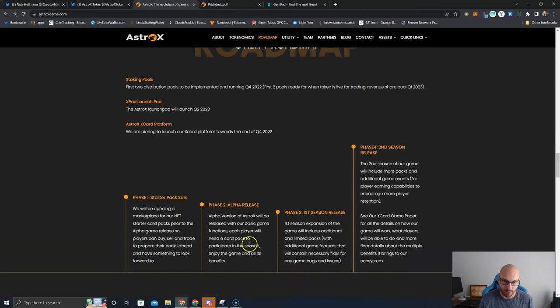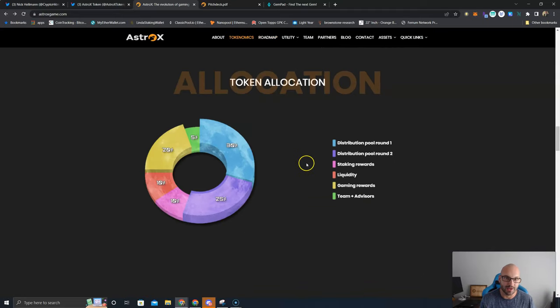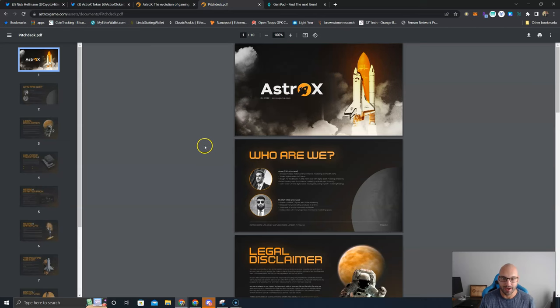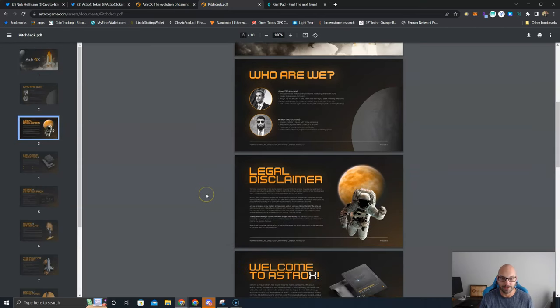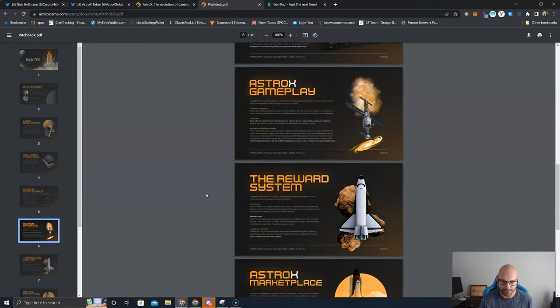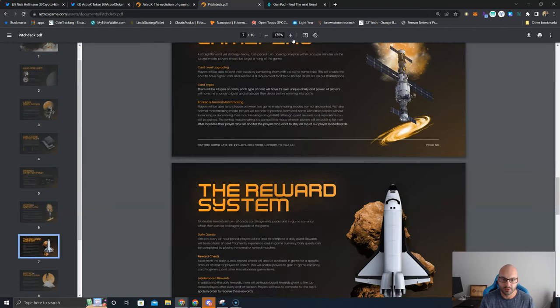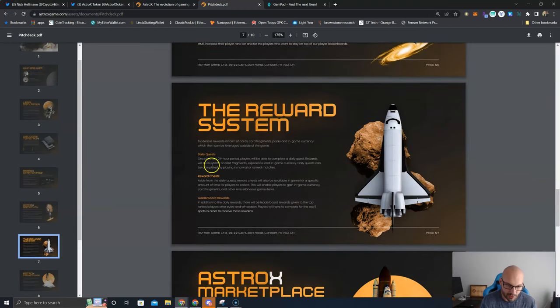They have a ton of roadmap goals. I'm not going to read all these. You guys can go through it. What I like to do is then go to the pitch deck. This is kind of how they're pitching their investors and how they filled up the private sale. And you can kind of really see why they filled the private sale up. Ton of good information here. But the best thing to look at here is the reward system. How is it going to work? There's daily quest earn rewards. There's reward chests hidden within the game. And then also leaderboard rewards. If you're really good, you can earn extra rewards as well.